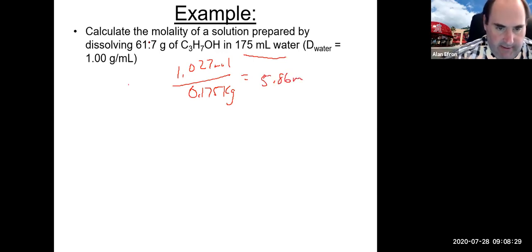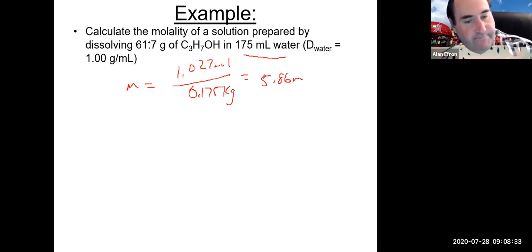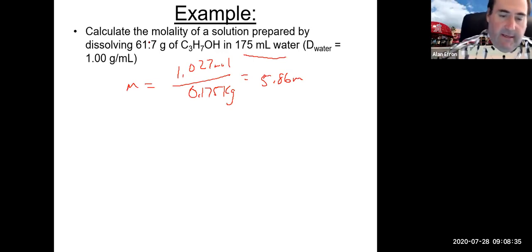molal. So remember, molality can be calculated by taking the moles divided by the kilograms of solvent. Right.